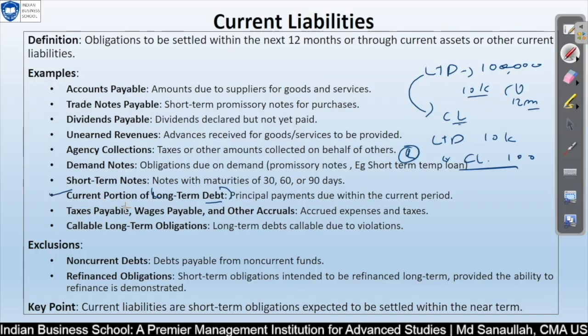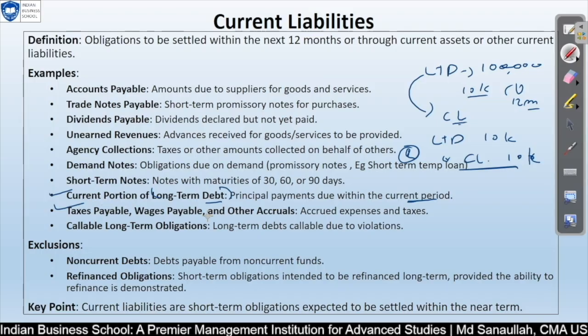So that is why that will be considered as a current portion of long-term debt. Principal payment due within the current period. This is due in this year, but overall it is due. That will not be due immediately or currently. So that is why that will be in your long-term debt.